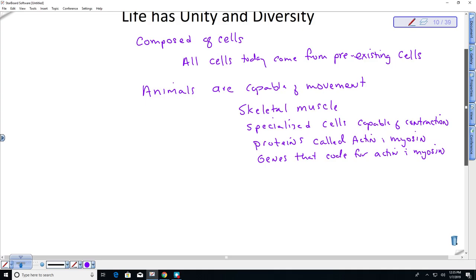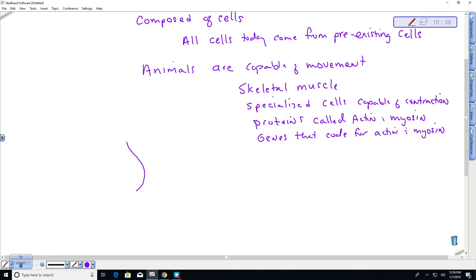So let's draw a little tree here. This is a tree showing evolutionary relationships, and this has a name. This is called a phylogeny. A phylogeny shows the relationship between organisms.